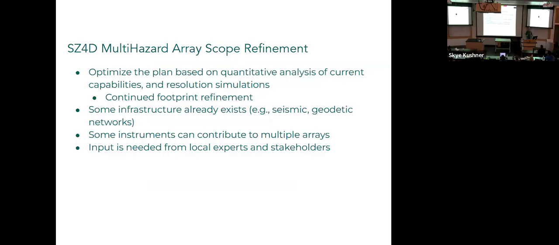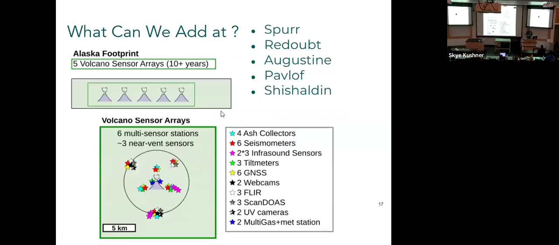So the scope refinement on all aspects of SC4D is really to optimize the plan based on quantitative analysis of current capabilities and resolution simulations. To optimize and refine the footprint, and again, identify exactly where existing infrastructure meets the needs and where targeted improvements will allow us to actually address the necessary hypotheses. And so input is needed from local experts and stakeholders, and that means you. So what can we add at these places?